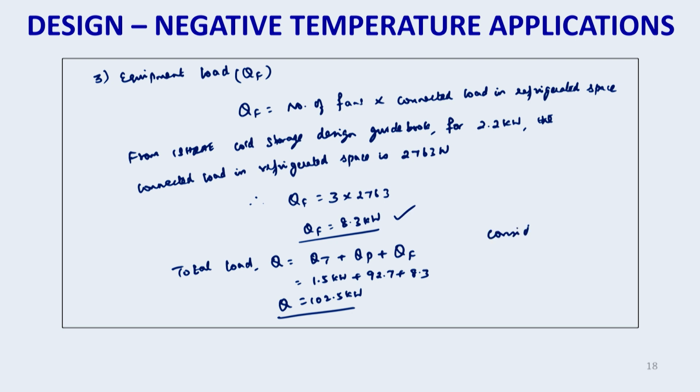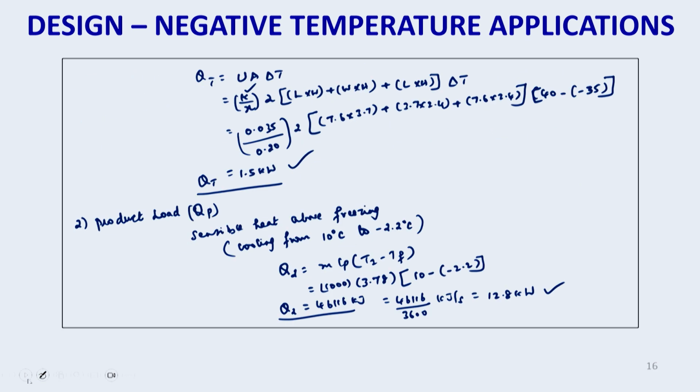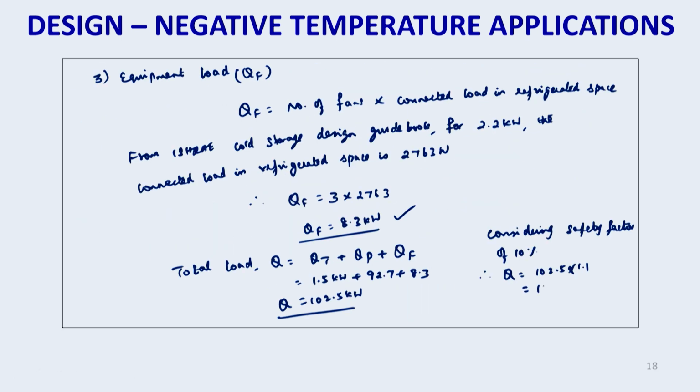Considering a safety factor of 10%, as given in the question, Q is equal to 102.5 into 1.1. So this is equal to 112.7 kilowatt.